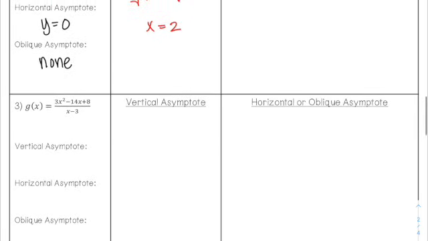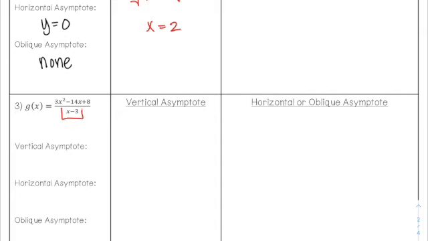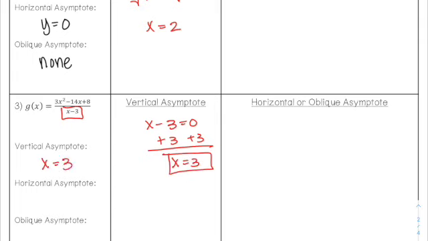On example 3, my denominator is x minus 3. So I'm going to set that equal to 0 and solve. When I do that, I get x equals 3. So my vertical asymptote is x equals 3. To figure out if I have a horizontal or an oblique asymptote, I'm going to divide. So I'll have x minus 3 on the outside, 3x squared minus 14x plus 8 on the inside. 3x squared divided by x is 3x.